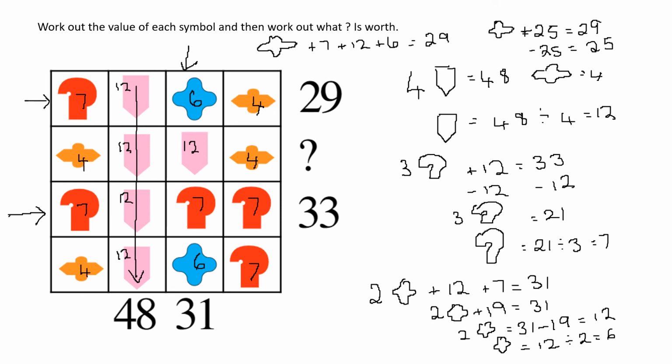So all I'm going to do now is I'm going to add across this row with the question mark at the end. So I'm going to do 4, add 12, add 4, add 12, and that will give me 32.